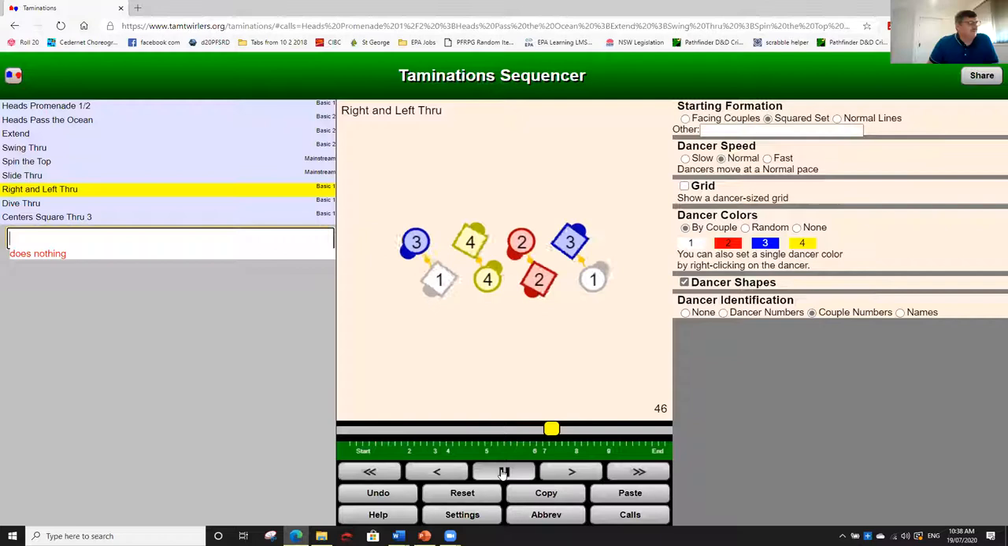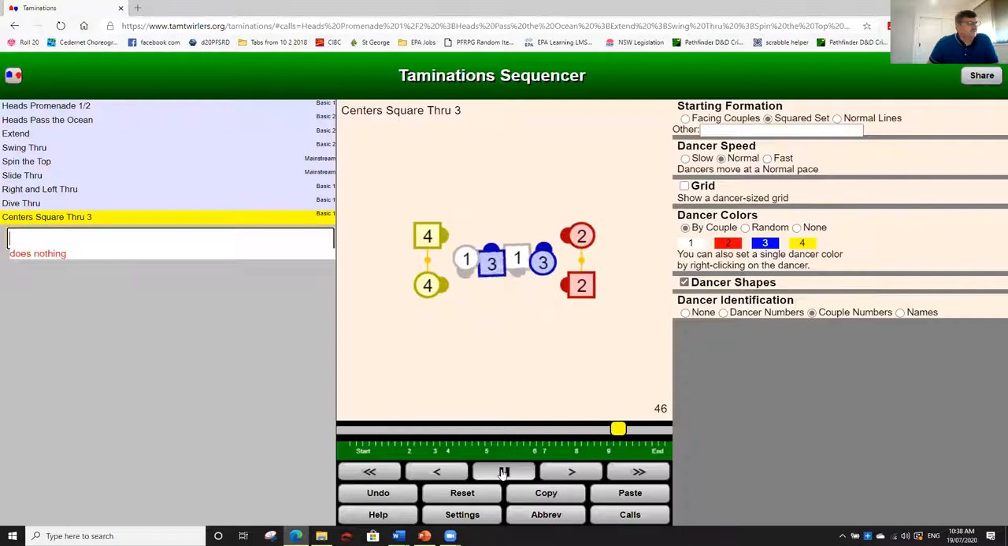Right and left through. Dive through. Square through three. What formation is that? Corner box. So I've got three corner boxes in there. I've got to get into a corner box, another get into a corner box, a third get into a corner box. I've got a corner box to a corner box, another corner box to a corner box, a corner box ocean wave to a corner box. I've got a corner box to resolve, and another corner box to resolve. And that's all out of one singing call. And I haven't even touched a partner line.